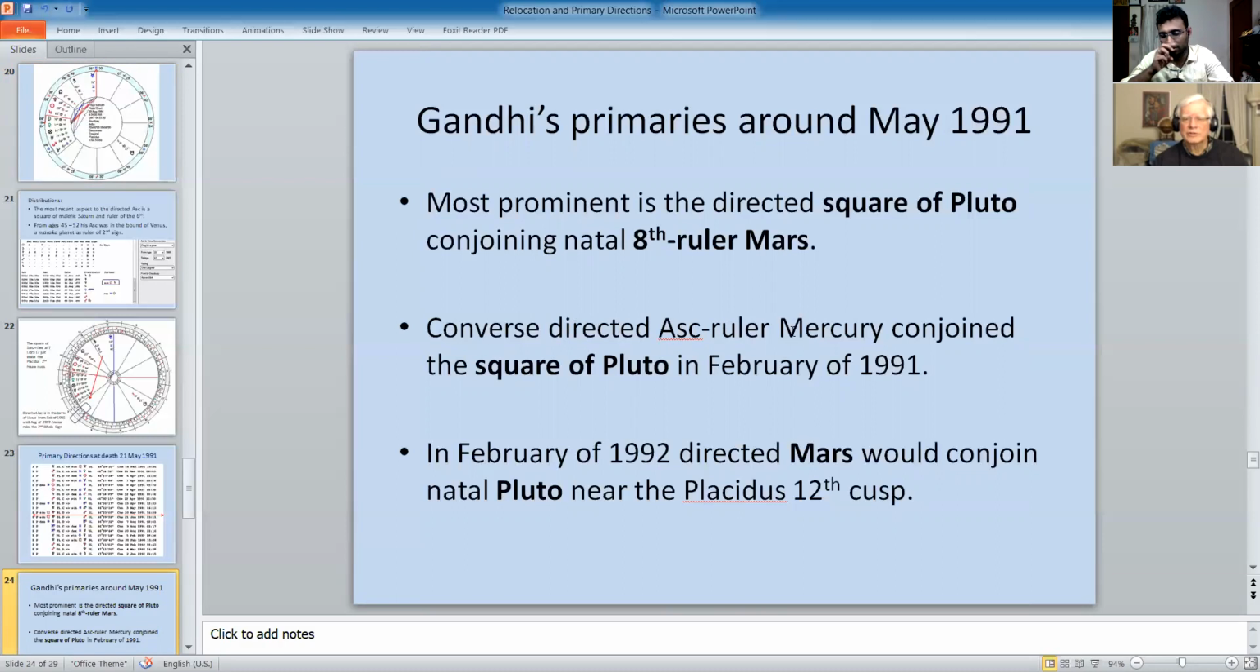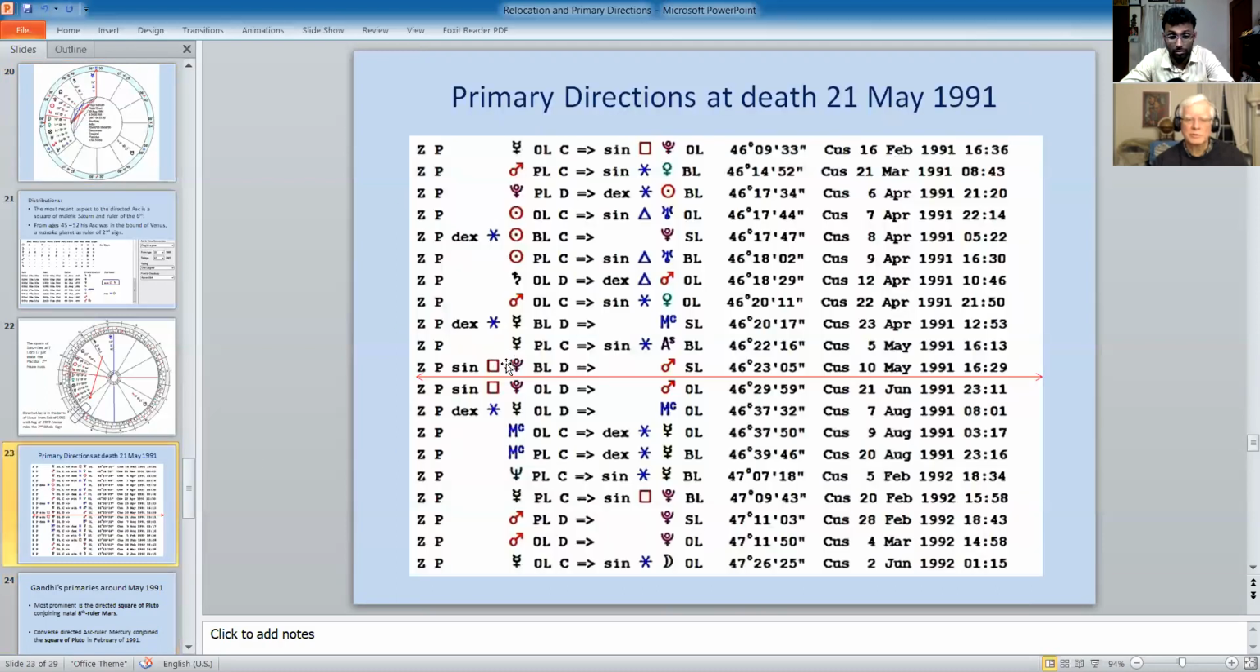The converse, Mercury goes to the square of Pluto. There should be a Mercury to the square of Pluto. Here it is. This is February the following year, but it also occurred in February of the previous year. So this is kind of like he's hemmed in between a Mercury square Pluto between February of 91 and February of 92. It's sort of like being hemmed in between two malefics.